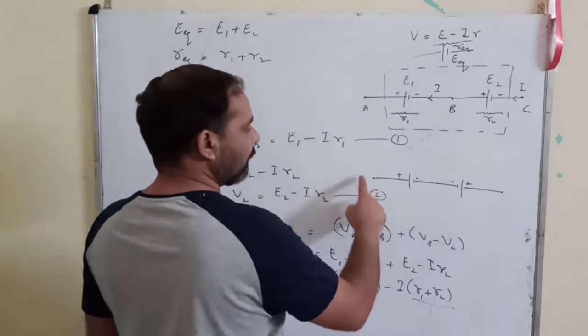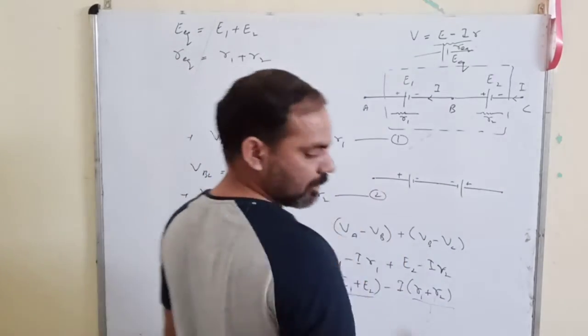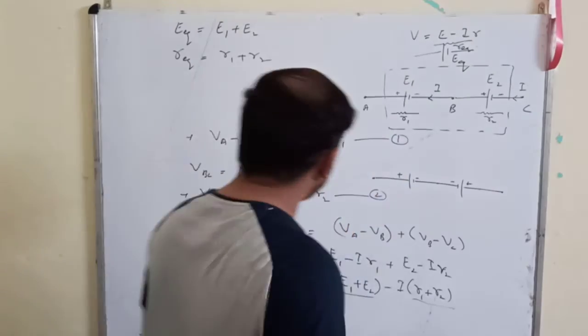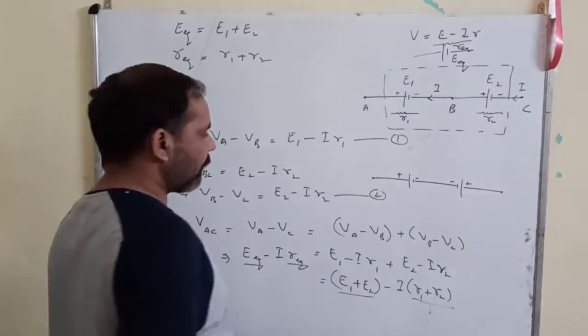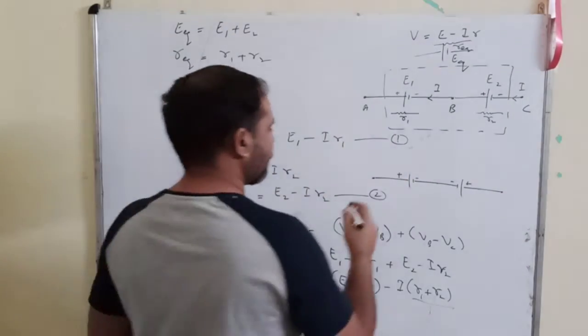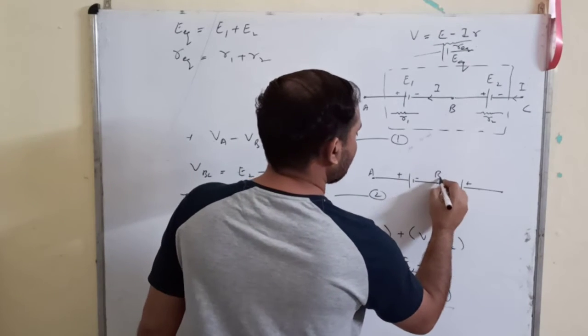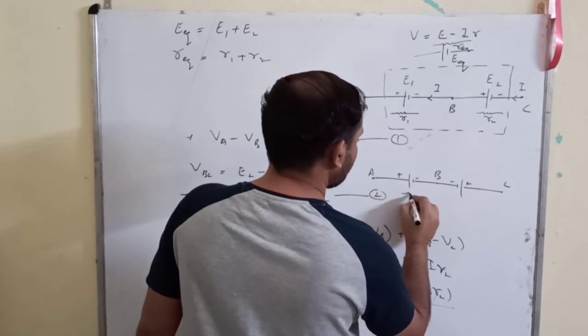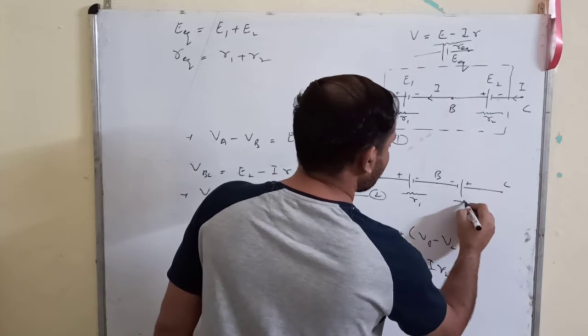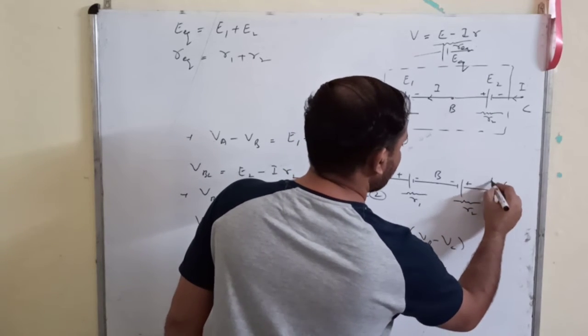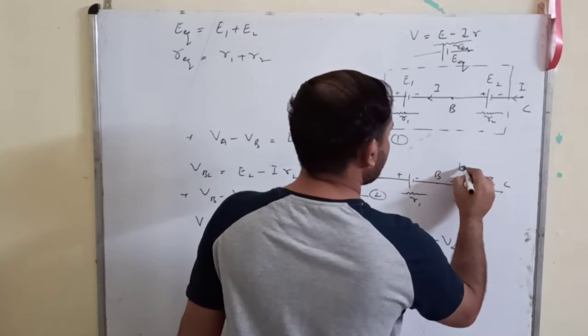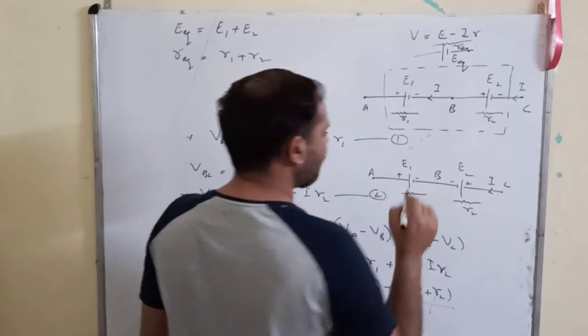Now we will obtain the same formula for this second case. Okay, let me name it here itself. A, B, C. This is R1, this is R2. Current is approaching like this. This is E2, this is E1.